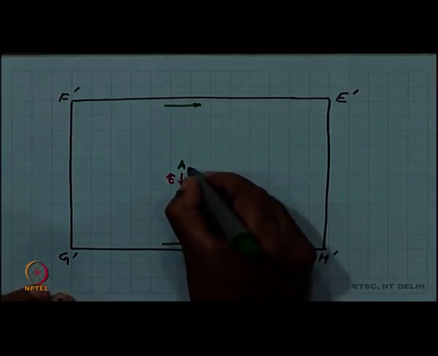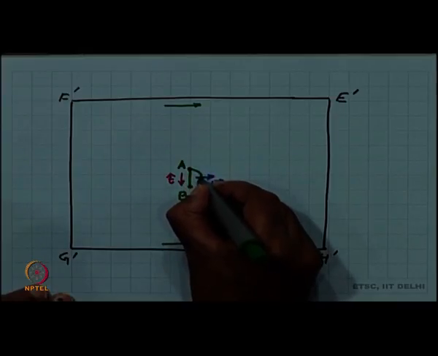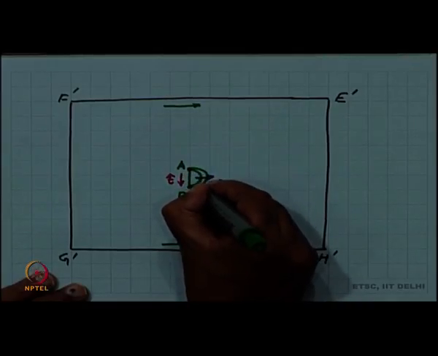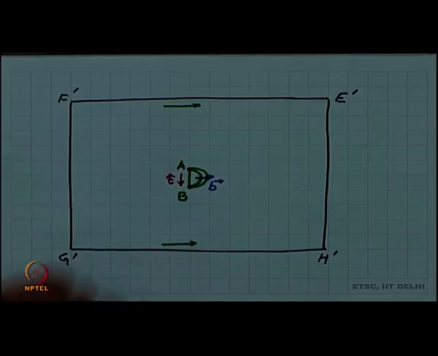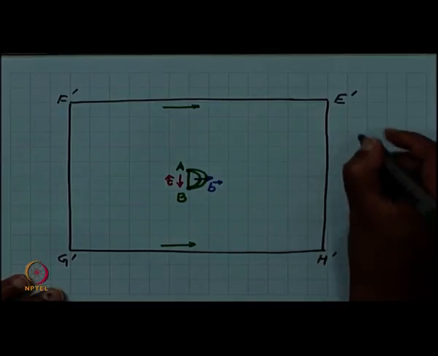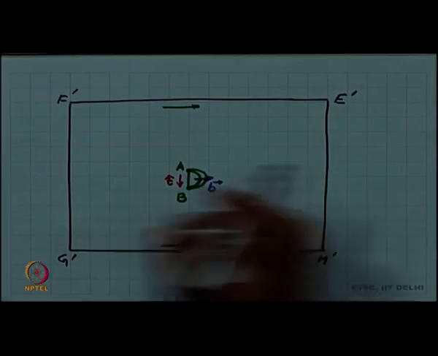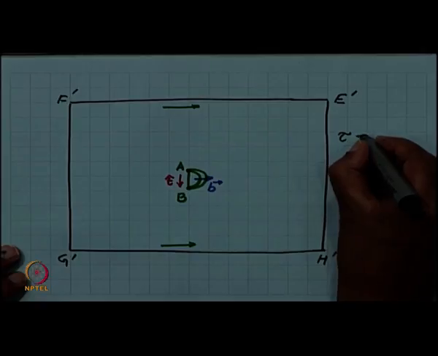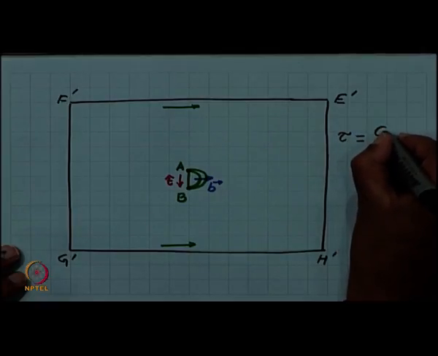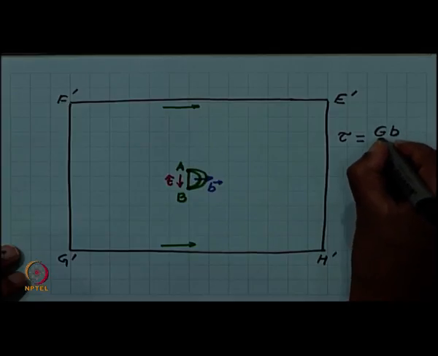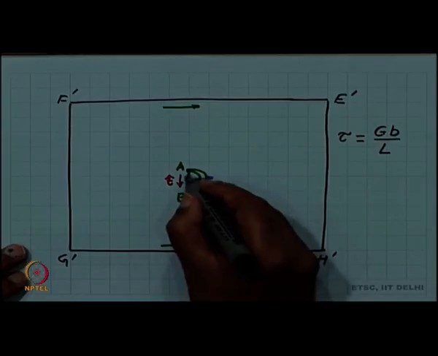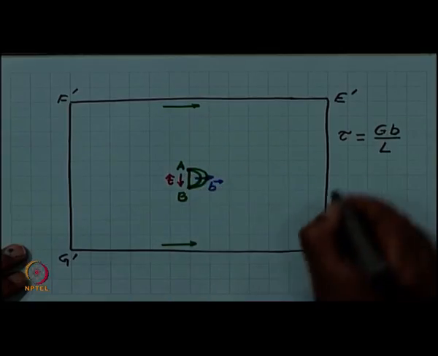So, this dislocation segment will start bulging under that stress. And at some point it will take a semicircular shape. It can be shown, we will just accept this result, that the stress required to bow it into a semicircular shape is the shear stress Gb by L, where L is the length of the dislocation line segment AB.